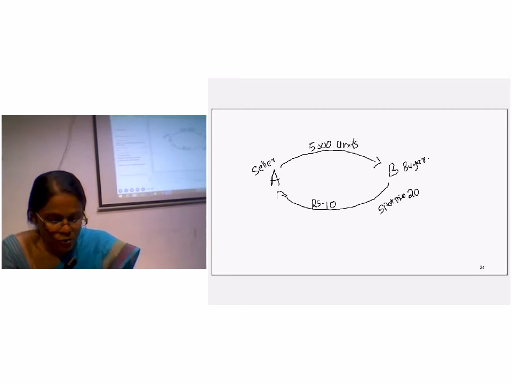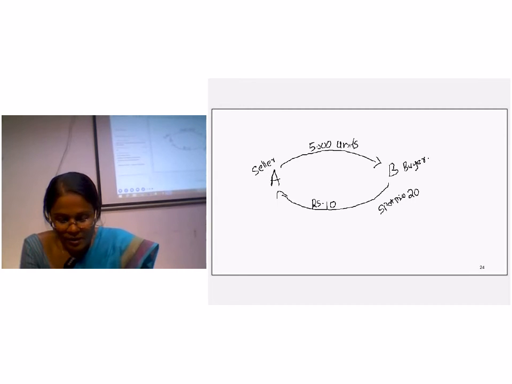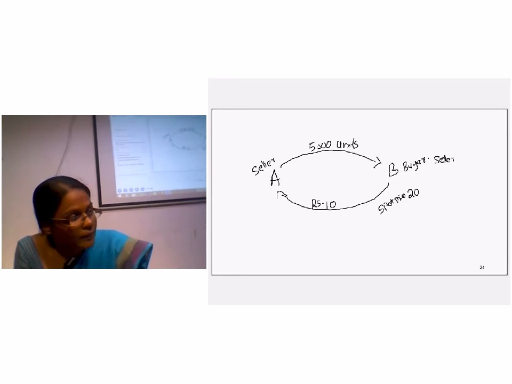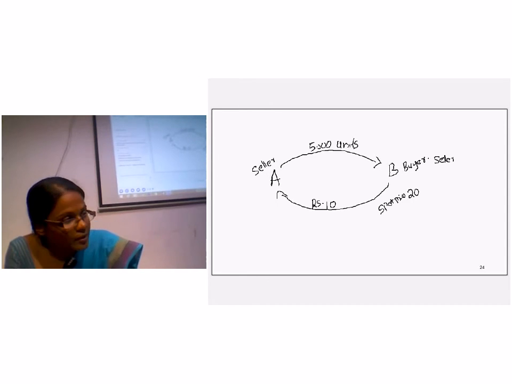Assume market price is 20. Okay. Now seller. What is the situation of the seller? Now who is winning? Who is benefiting from this forward contract?